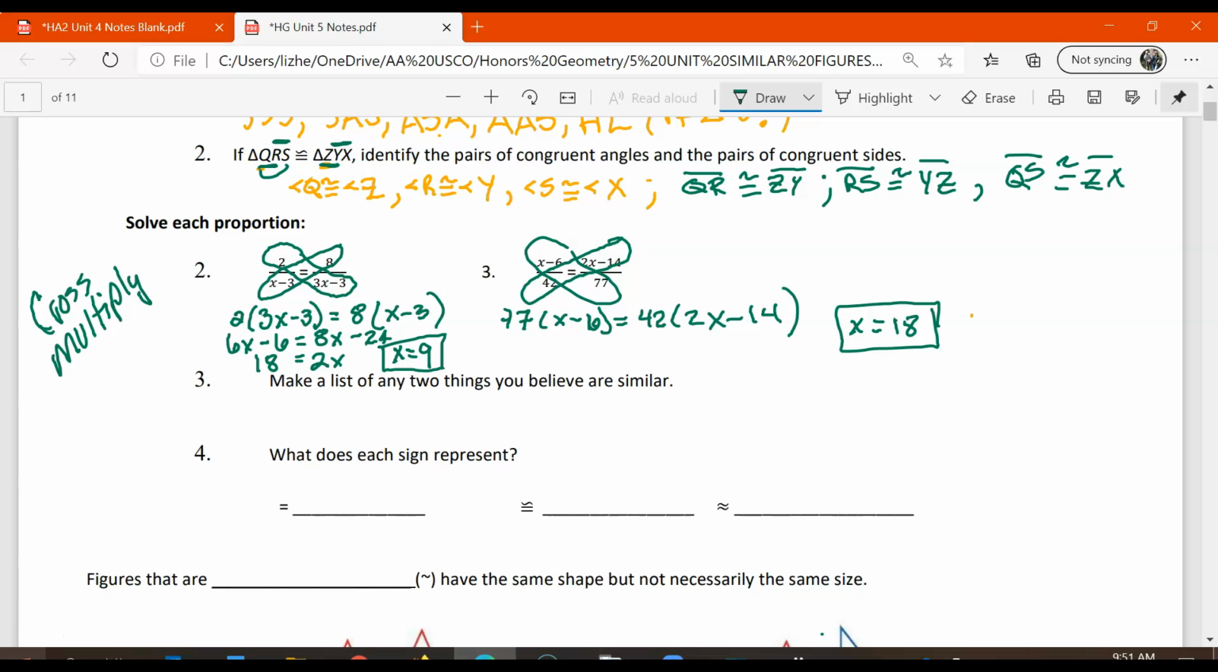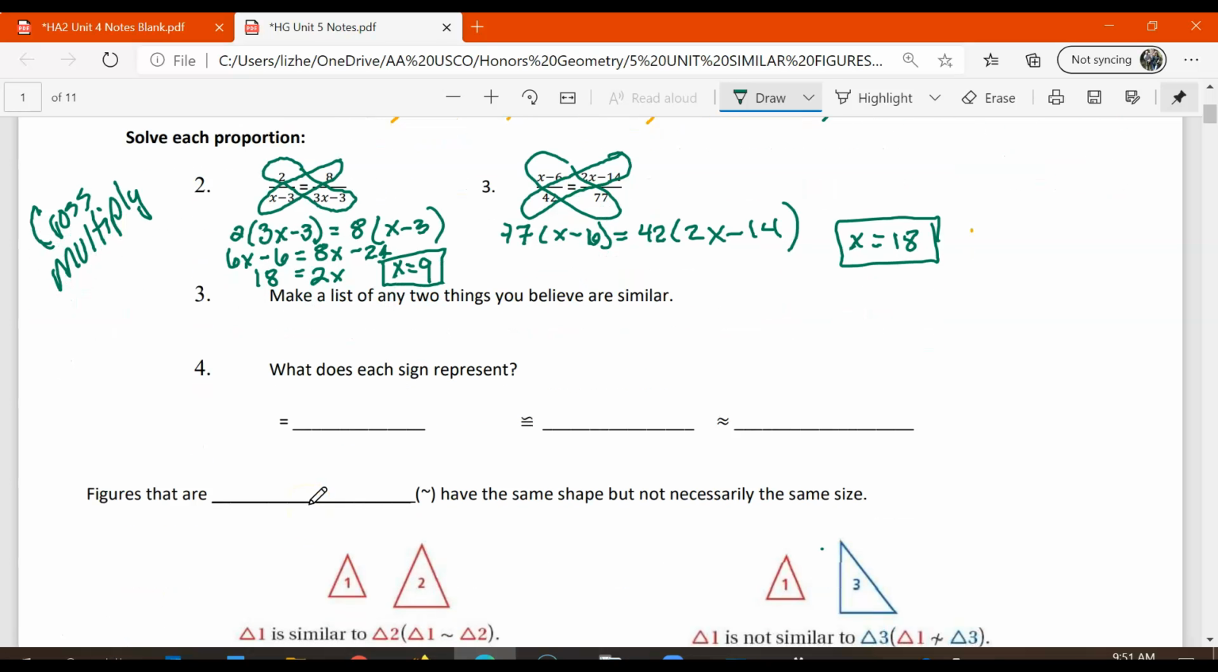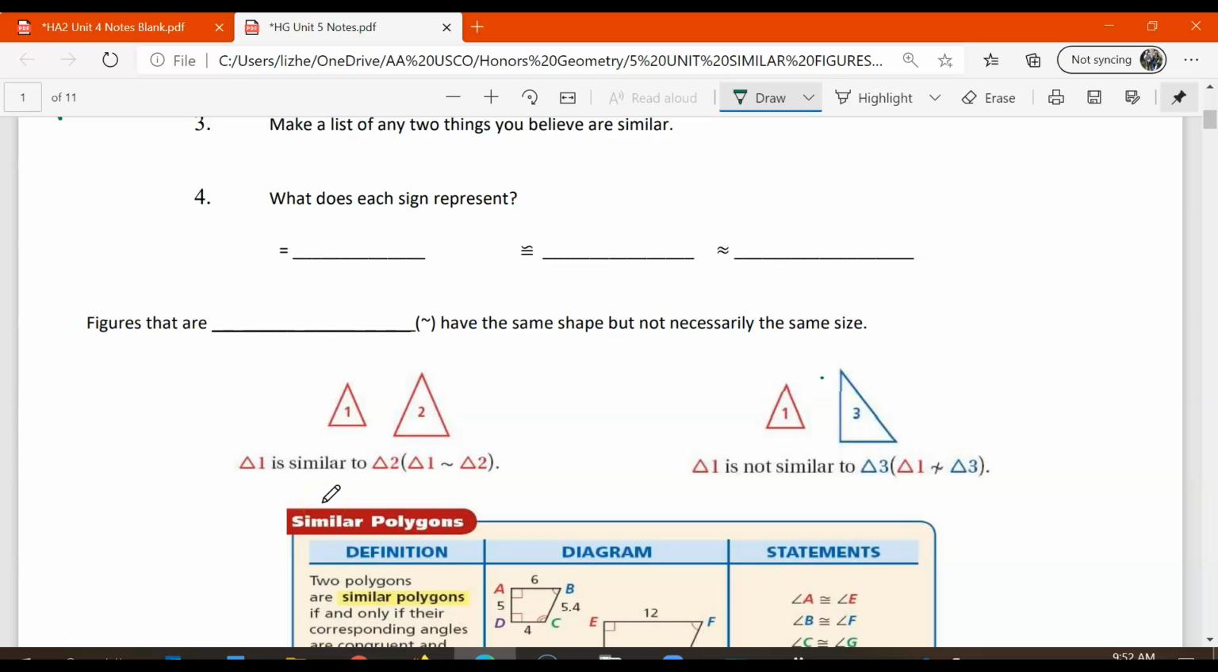Okay, moving on. Make a list of any 2 things you believe to be similar. So, there's a lot of examples. One, you could say, well, a dollhouse is like a miniature real house. Obviously, the dollhouse is smaller than the real house.